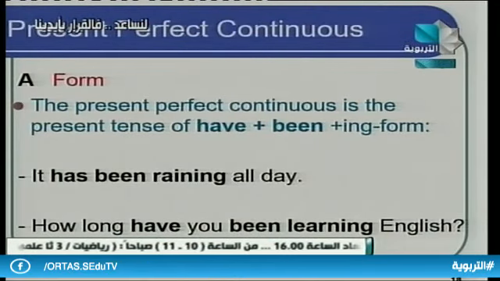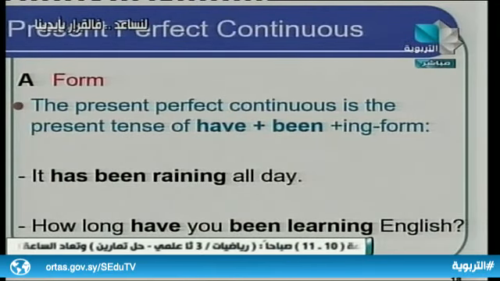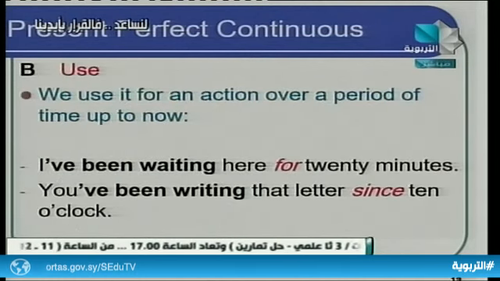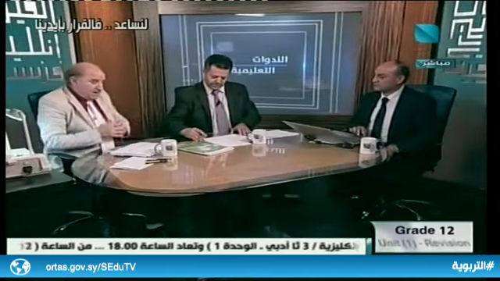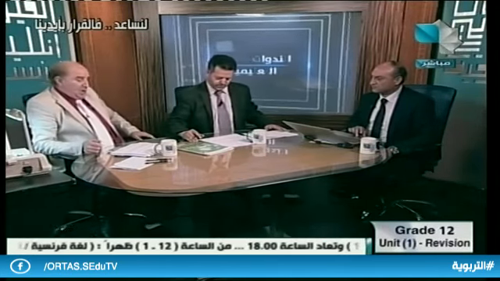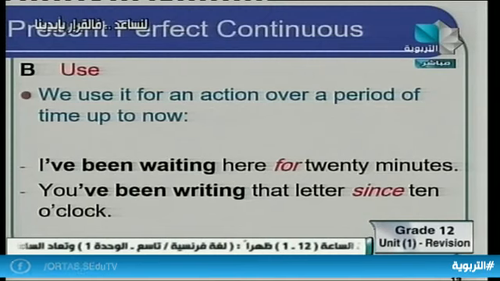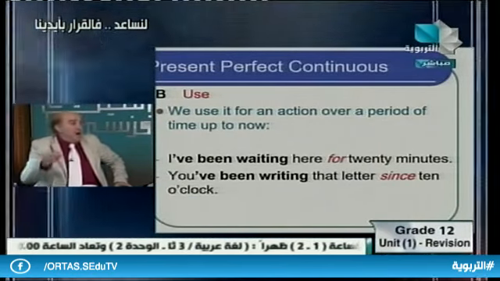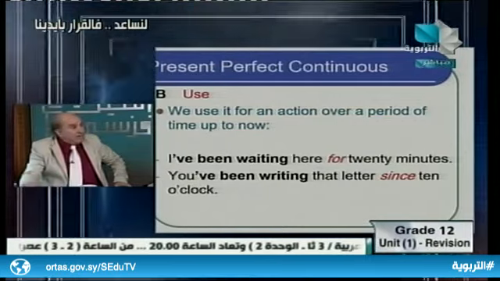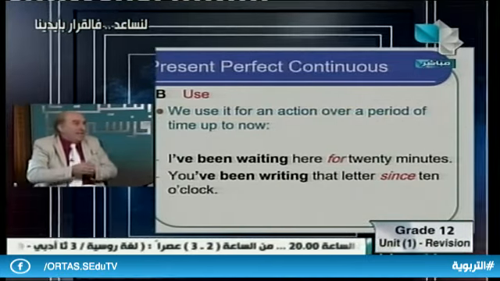When we ask using how long, we must here use the present perfect continuous because we are talking about a period of time. So, for a period of time, we use the present perfect continuous. Also, we use it here for an action over a period of time up to now, which means it started in the past and is still going on until now. I've been waiting here for 20 minutes means I started waiting 20 minutes ago and I'm still waiting up to now.